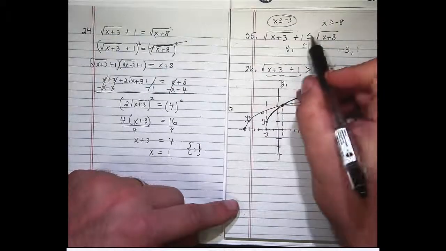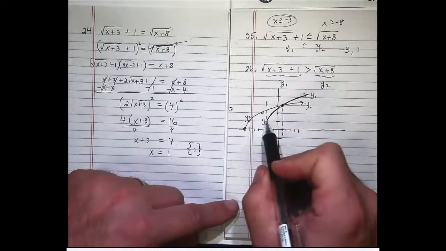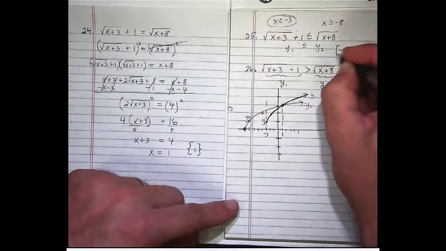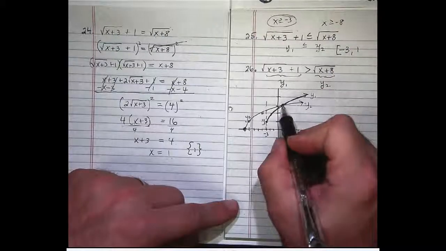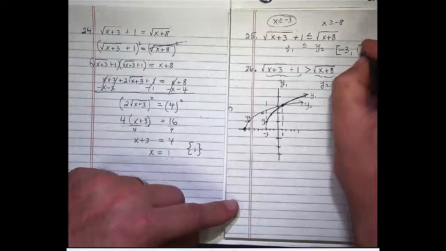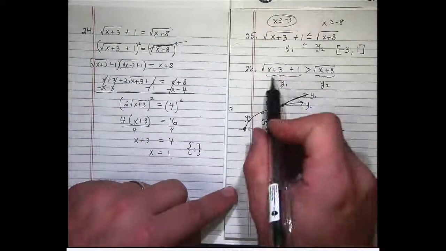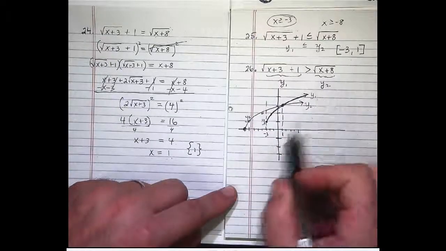Now this doesn't just say below, it says below or equal to. So is it below here? Yes, it is. So I'm going to include that point. Is it below here? No, it's not. But is it equal to? Yes, it is. So I'm going to include that value as well. Below or equal to. On this other one, we're looking where y1 is above y2.